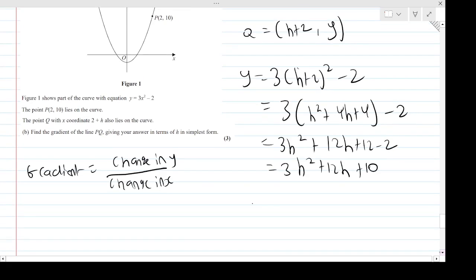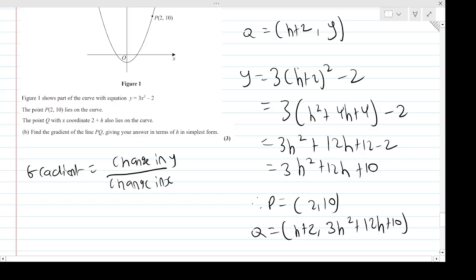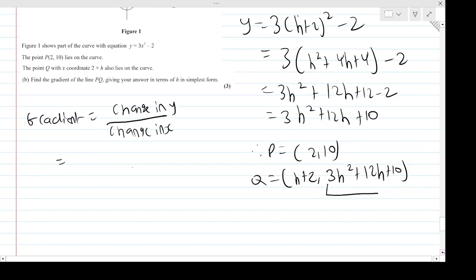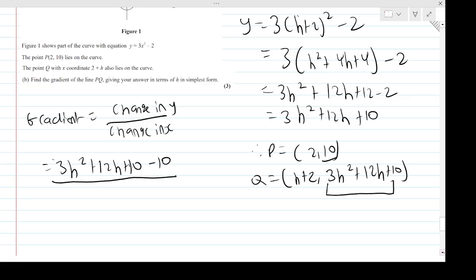So therefore, finally, my point P is (2, 10), and my point Q, in terms of h, is x equals h plus 2, and then y is this quadratic, 3h squared add 12h plus 10, okay? Now my gradient between P and Q in this case is, again, change in y over change in x. So at Q, the y is this whole expression, 3h squared add 12h plus 10, take away 10 at P, over the change in x: at Q, x is h plus 2, take away 2 from P.